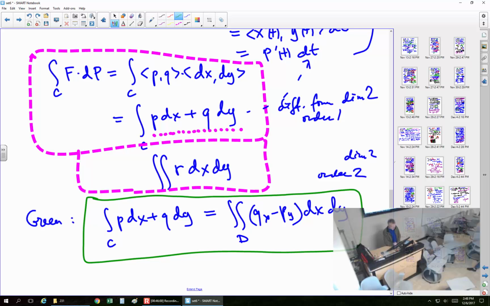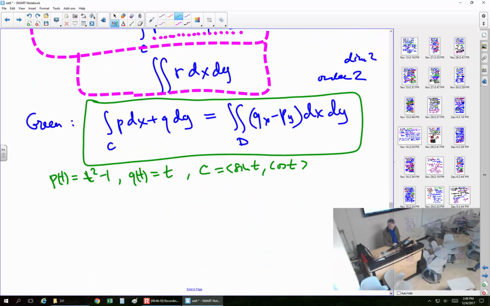And then the left-hand side: if I have, say, P of t equal to t squared minus 1, and Q of t equal to t, and C equal to (sine t, cosine t), then I just substitute them into my formula. This is x, this is y, by the way. So the integral will be from 0 to 2 pi, and then P, which is t squared minus 1, I put here, dx. What is dx? It will be sine t prime dt.